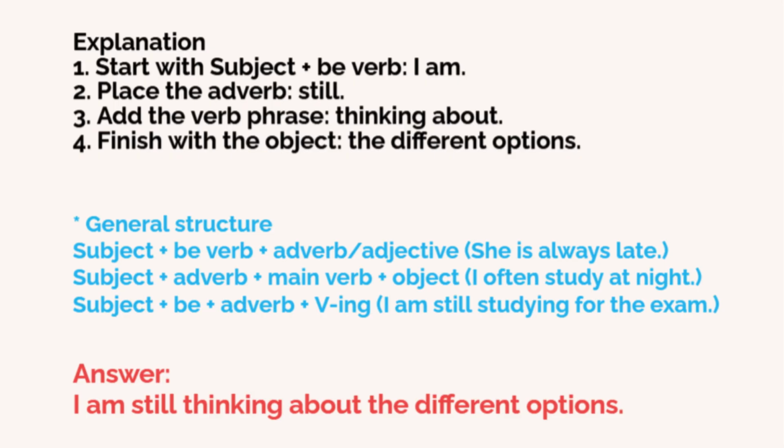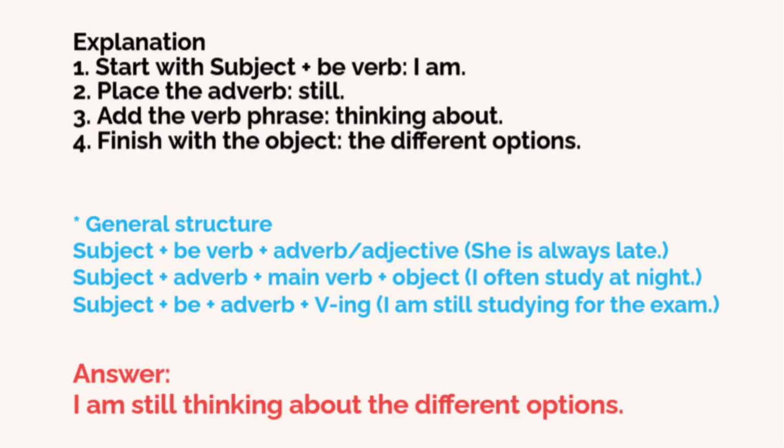Second, we use subject plus adverb plus main verb plus object. For example, "I often study at night." In this structure, the adverb helps show frequency or timing of the action.